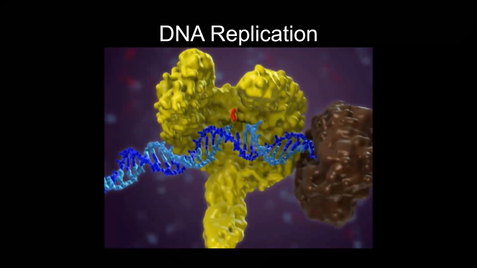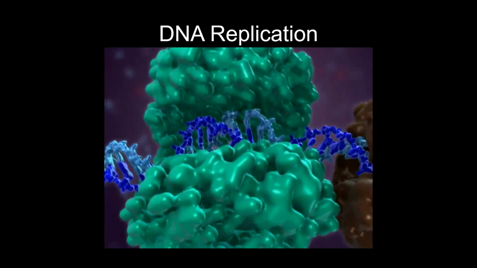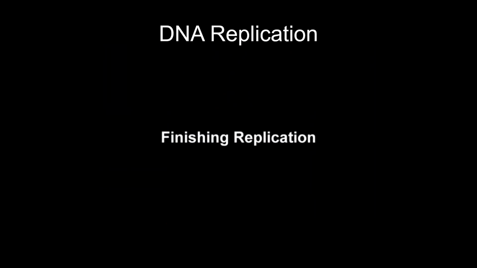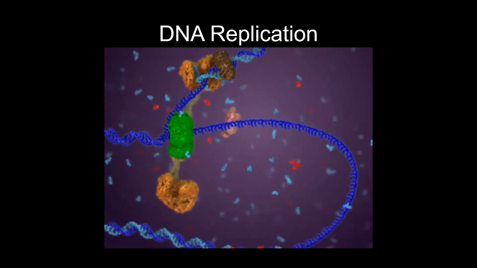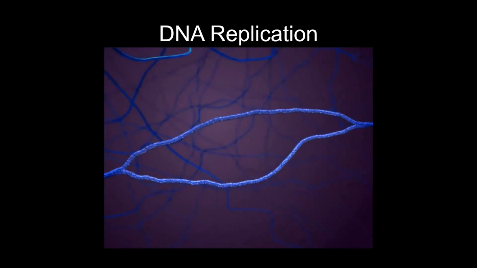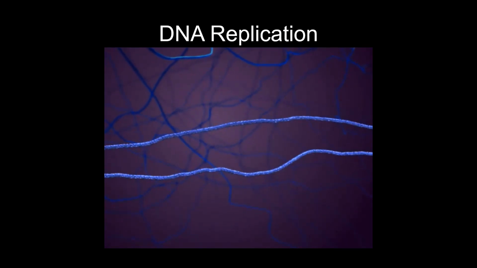However, it cannot finish connecting the pieces. An enzyme called DNA ligase joins the pieces together. Growth of the leading and lagging strands continues on both sides of the replication bubble until there are two identical DNA molecules.